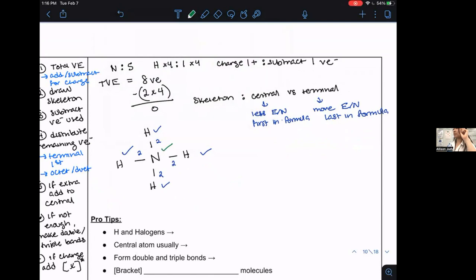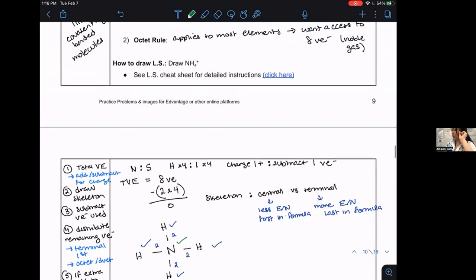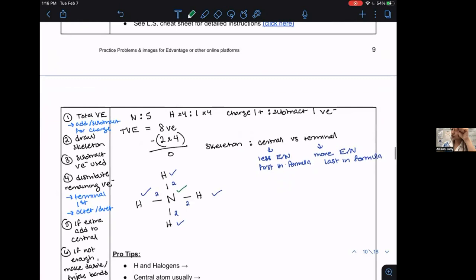And notice I had a charge, right? The only way I got the structure was with a specific count of electrons. So this Lewis structure diagram also needs to show that we have a plus charge being carried by this molecule. With a plus charge, we bracket the entire molecule and we write the charge on the outside. And that is how you draw Lewis structures.